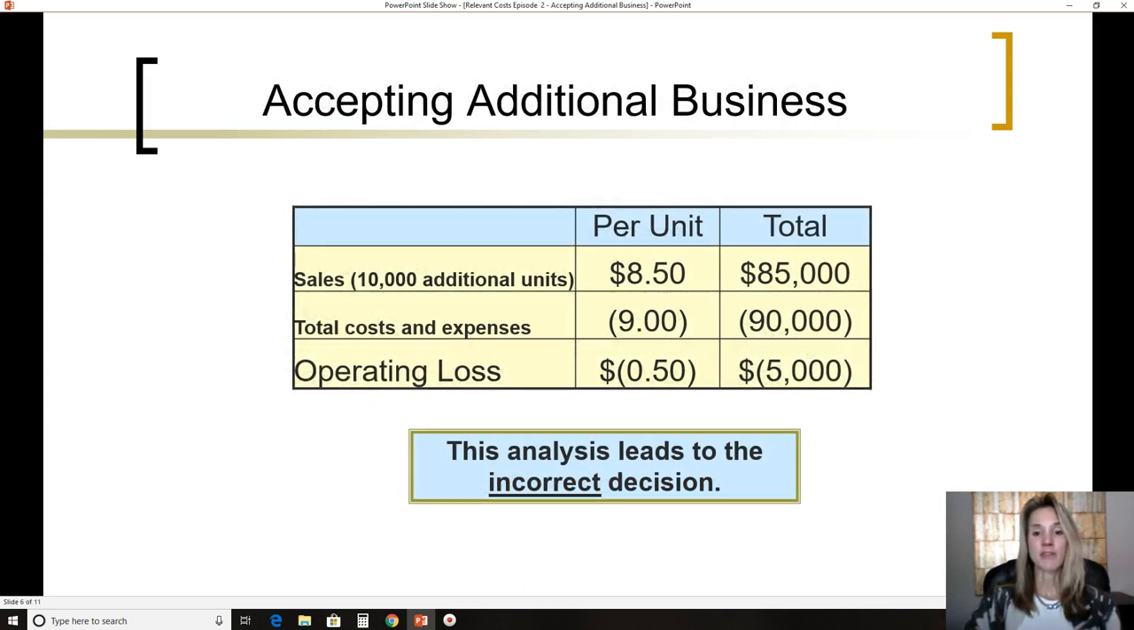If we were to look at things the way they stand, this one-time order is offering $8.50 per unit, $85,000 in total, but it's costing the company $9 per unit, which would result in a 50-cent operating loss for each unit that is sold under this special order. However, if we do this initial analysis, it could lead to the incorrect decision.